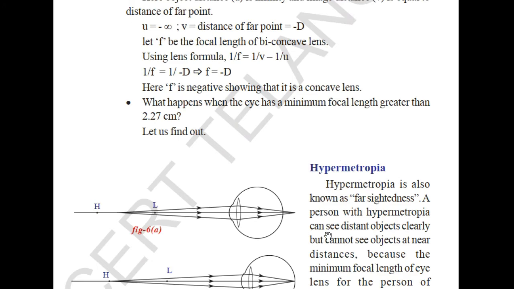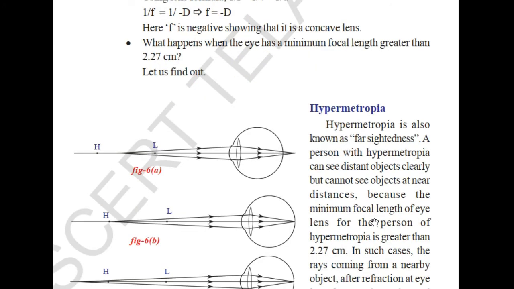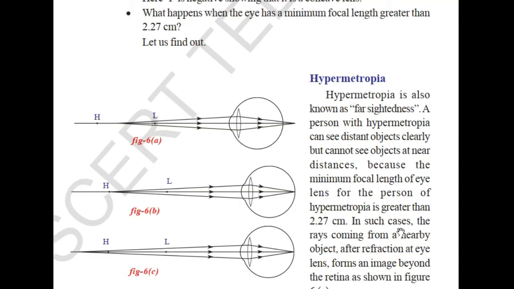Just now I showed you. If a person is able to see the far object, he is unable to see the near object. So these persons are known as farsighted. Here in hypermetropia, the focal length of the lens will be greater than 2.27.